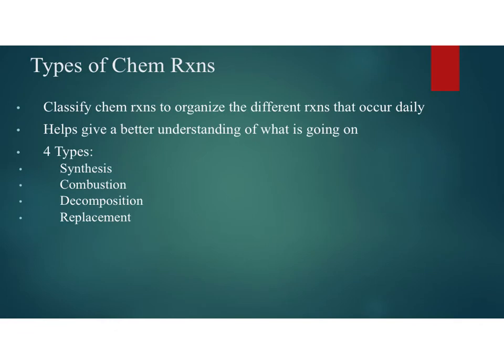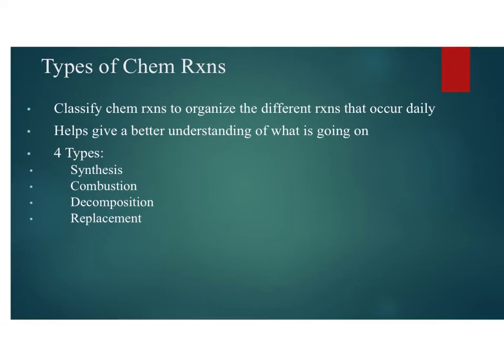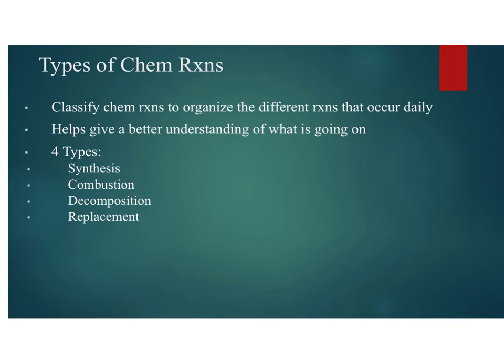So in this section specifically we've talked about balancing chemical equations. Today we're going to look at classifying them so that we can have a better understanding of what's going on, and we should be able to predict our products by the end of this unit. There's going to be 4 different types of reactions that we look at. We have what we call synthesis, combustion, decomposition, and replacement.